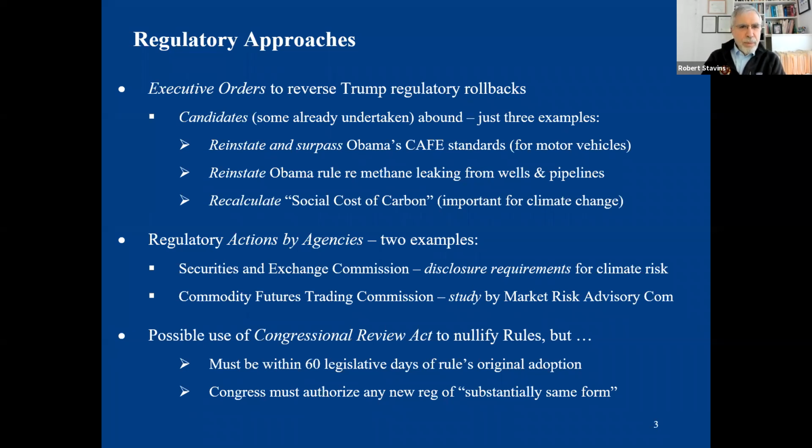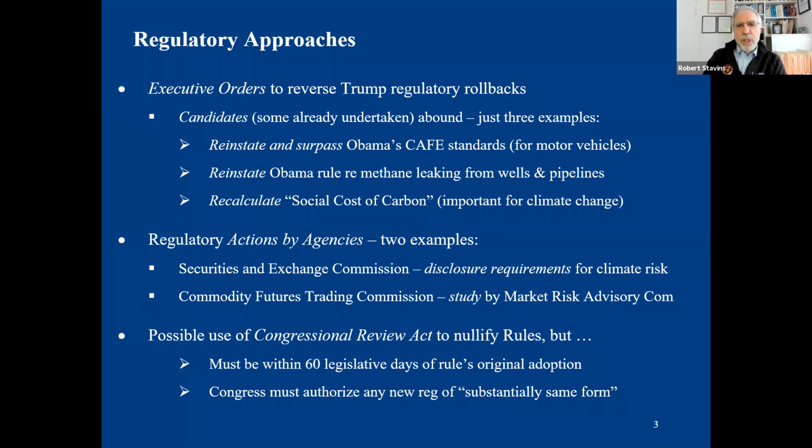The candidates, and some of these have already been undertaken, abound, but just three examples which are particularly important in terms of actually accomplishing something. One is to reinstate and surpass the Obama era CAFE standards. This is the corporate average fuel economy standards for motor vehicles. Another is to reinstate the Obama rule for methane leaking from wells and pipelines.